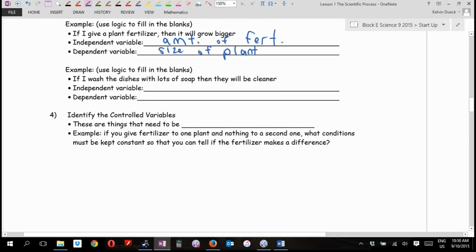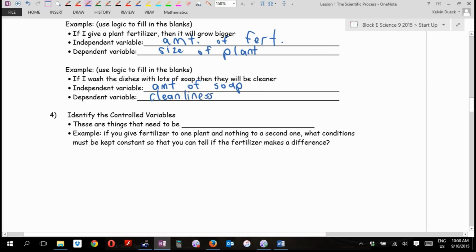If I wash the dishes with lots of soap, then they will be cleaner. What's my independent? How much soap? Amount of soap? Dependent. Danielle, you had your hand up too. What's the dependent? Now, how would you measure cleanliness? That's probably more qualitative than quantitative, although maybe you could count the number of food gunk scraps that are left. I don't know. But sure. Cleanliness.